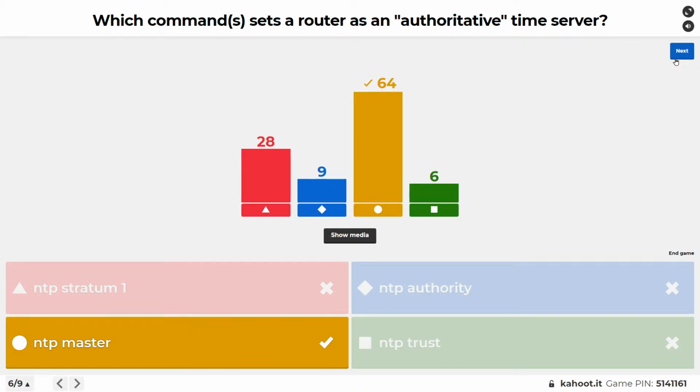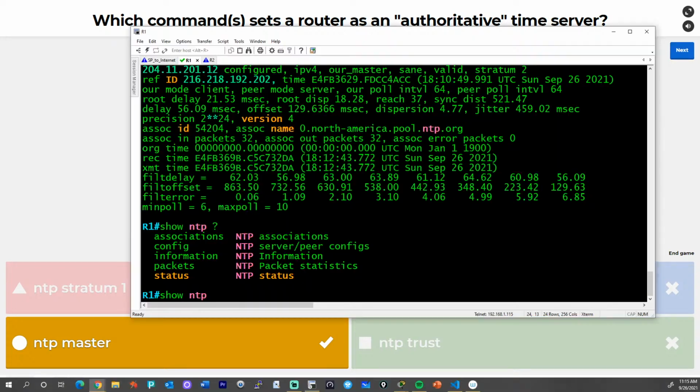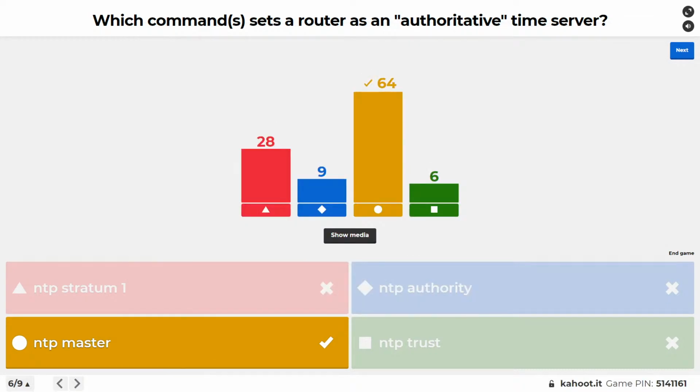All right, just NTP master. And then after you do NTP master, you can also specify a stratum if you would like to. So let's take a look at when this might be helpful. This is one I didn't recall yesterday as far as why or when we would use it. Oh, wrong window. Let's go to Packet Tracer for a moment.